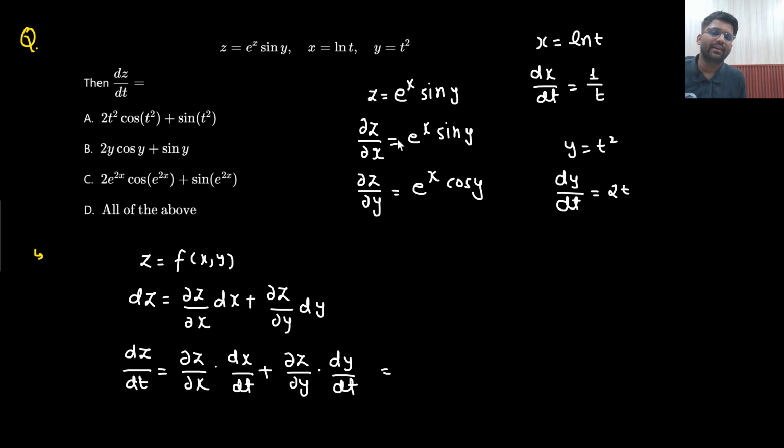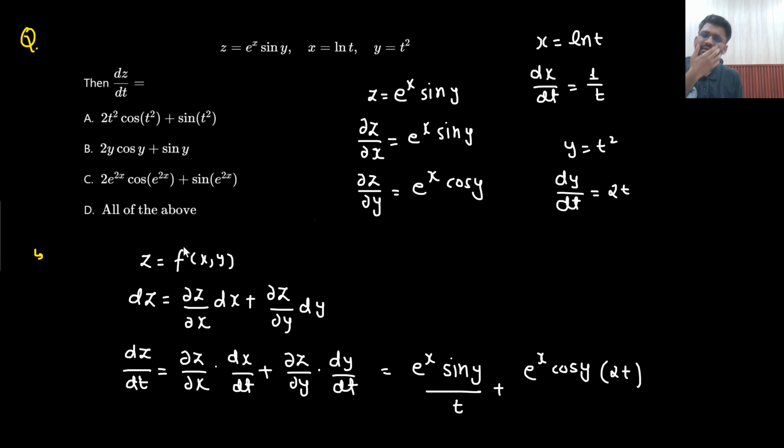What is del z by del x? That is e to the power x sin y dot dx by dt, which is 1 by t, plus del z by del y, that is e to the power x cos y dot dy by dt, multiplied with 2t. Sir, none of the options is matching. Sir, everything is there in terms of t, no?